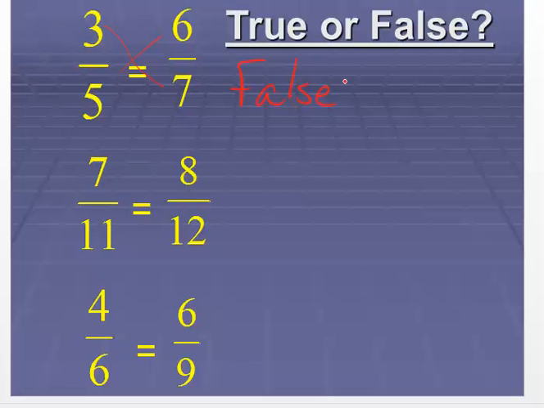The next one says 7/11 equals 8/12. Let's check our cross product property. 7 times 12 is 84. 8 times 11 is 88. Those are not equal, so this one is also false. For the two fractions or ratios to really be equal, the cross product property has to work. Let's try this last one. 4 times 9 is 36. 6 times 6 is 36. Those are equal, so that is true. Also, 4/6 reduces to 2/3 if you divide by 2. 6/9, if you divide by 3, also reduces to 2/3. So you can use the reduced form and see if those are the same.